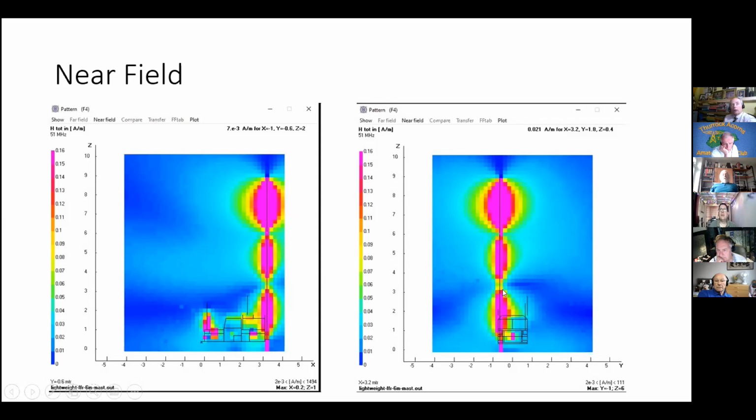Obviously, similar thing looking at the front of it. So something to be aware of is you do have to think quite hard about parasitic radiation from anything that is close to half a wave or multiples of half a wave in size, even quite a long way from the antenna.